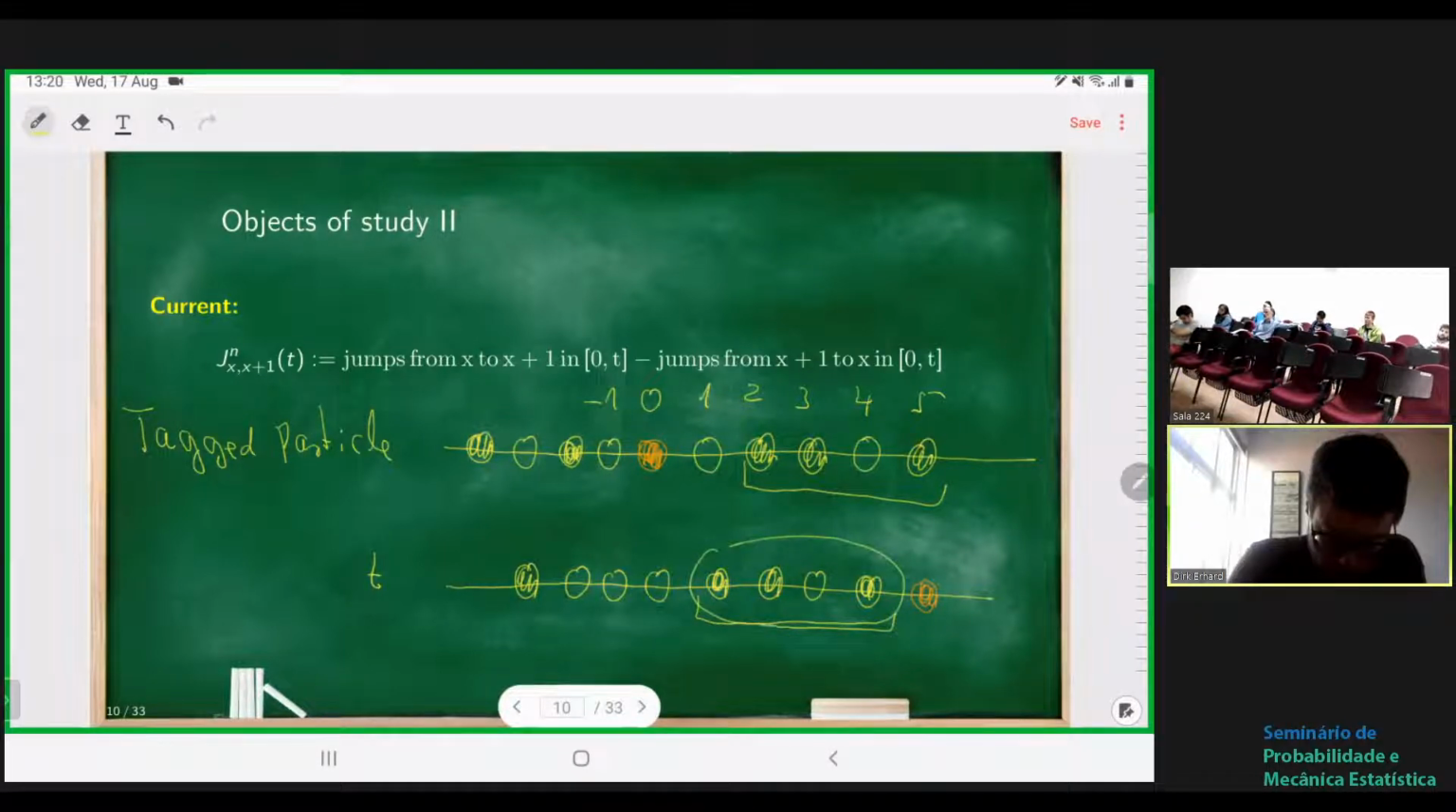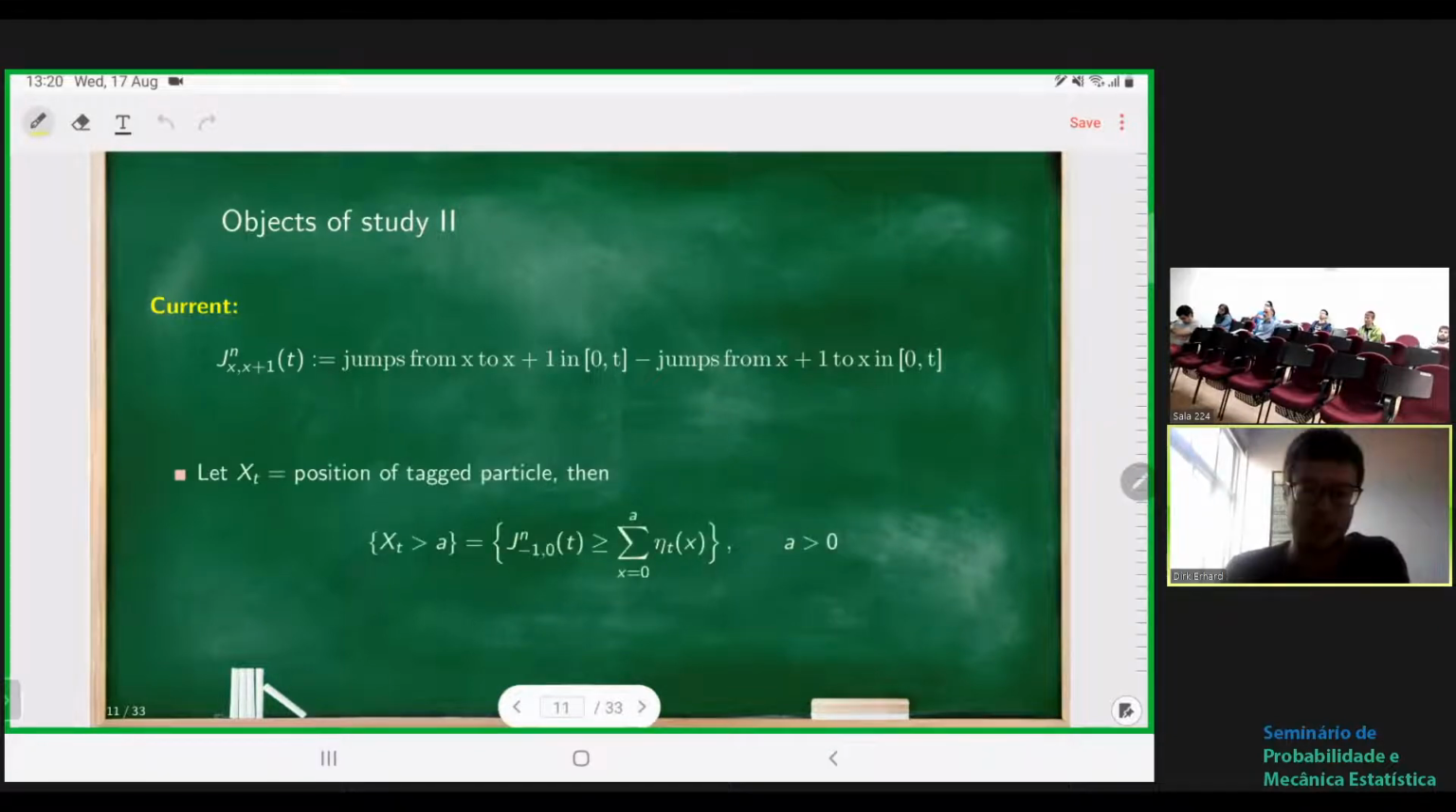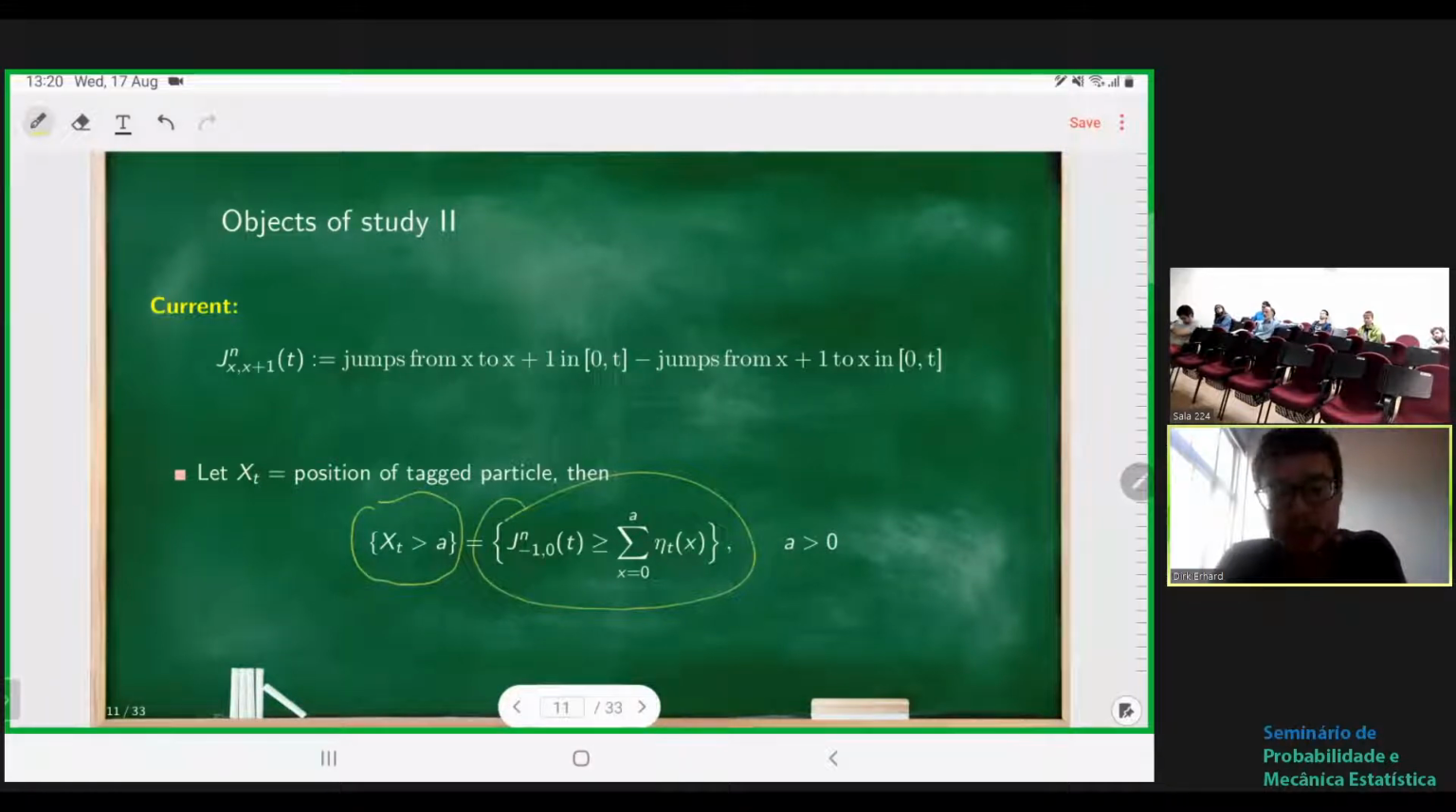In other words, what I showed you is this relation. If x_t is the position of the tagged particle and you fix some positive number a, then the event that x_t is larger than a can be written like this. It's the event that the current over the bond -1, 0 is larger or equal than the number of particles between 0 and a. And that's why a typical strategy to study the tagged particle is first to study the current and then try to transfer the results. Okay. So these are the 2 objects.